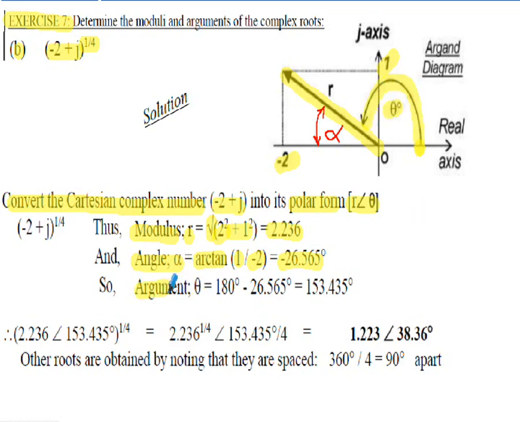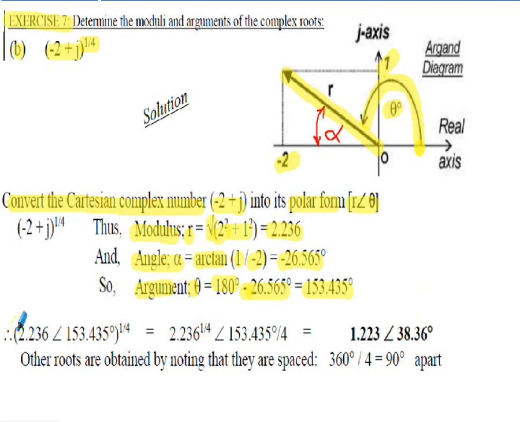So in this case, the argument theta is 180 degrees take away the 26.565 degrees calculated above. So angle theta is 153.435 degrees. Just be careful there how we worked out our angle theta.